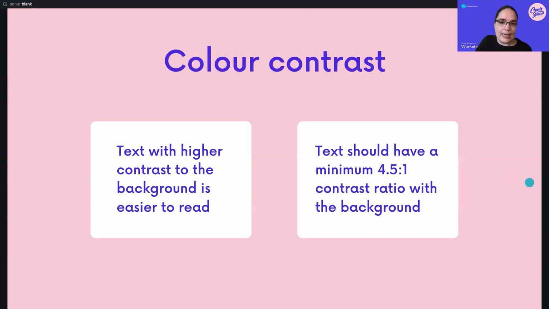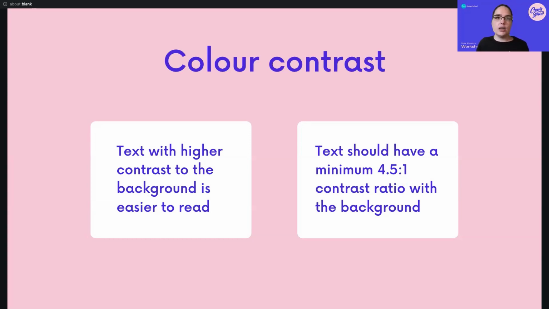Okay, this is color contrast, and this one is the one I see most frequently forgotten in design, no matter how professional it is, and it's my personal pet peeve. Text with a higher contrast to its background is easier to read. And the fancy ratio that you want to aim for is 4.5 to 1. And I'll show you how to find this ratio in a minute.